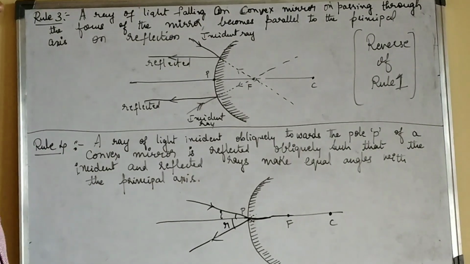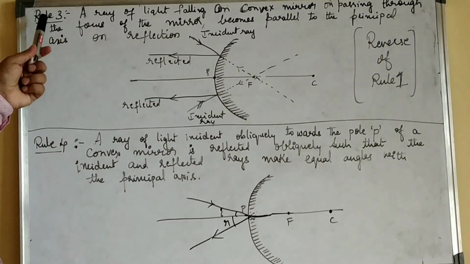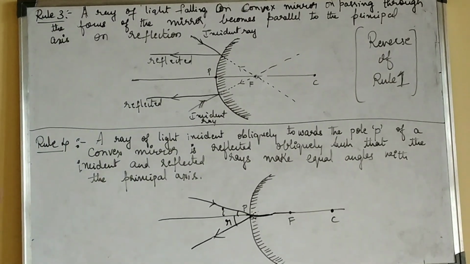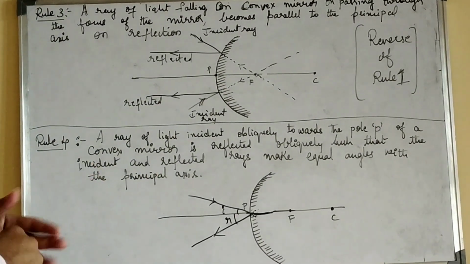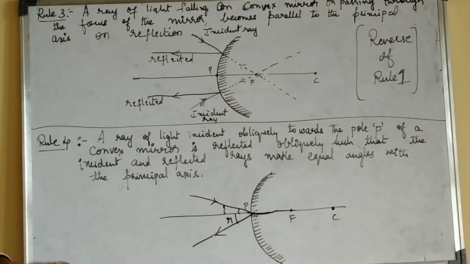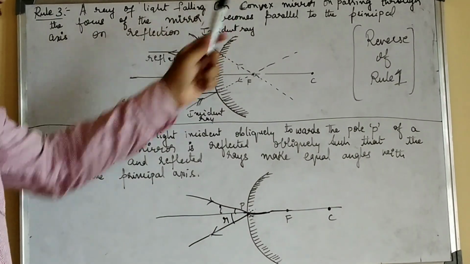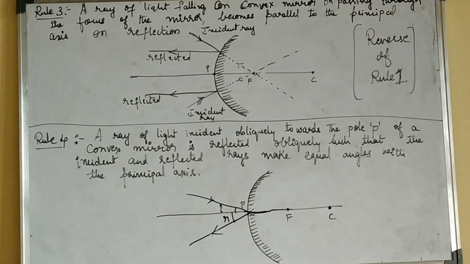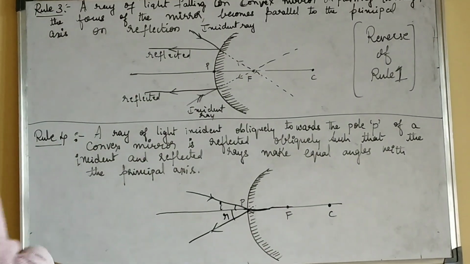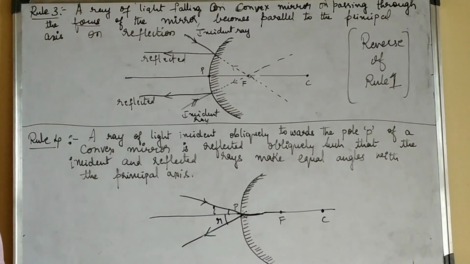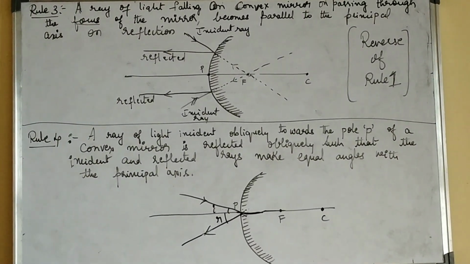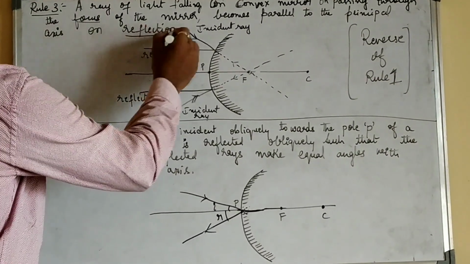Now we have finished two rules. Let us go with rule 3. We are dealing with convex mirrors. Now what is rule 3? A ray of light falling on the convex mirror and passing through the focus of the mirror becomes parallel to the principal axis on reflection.